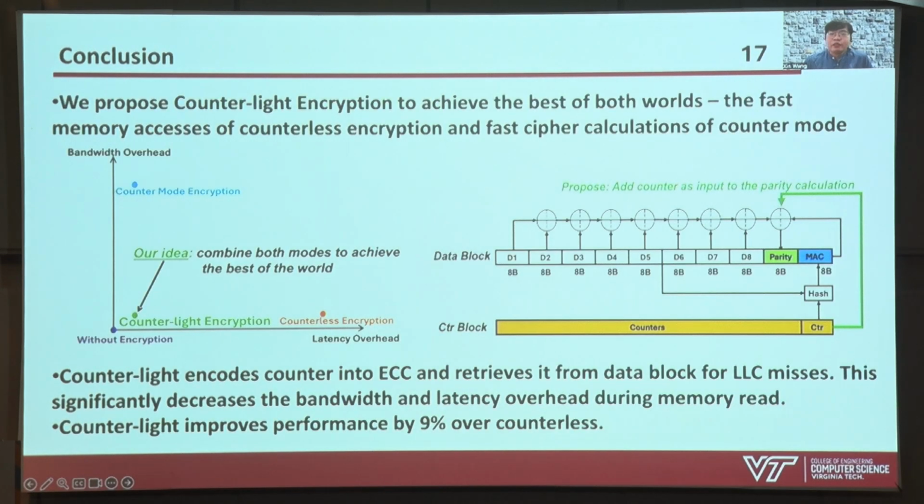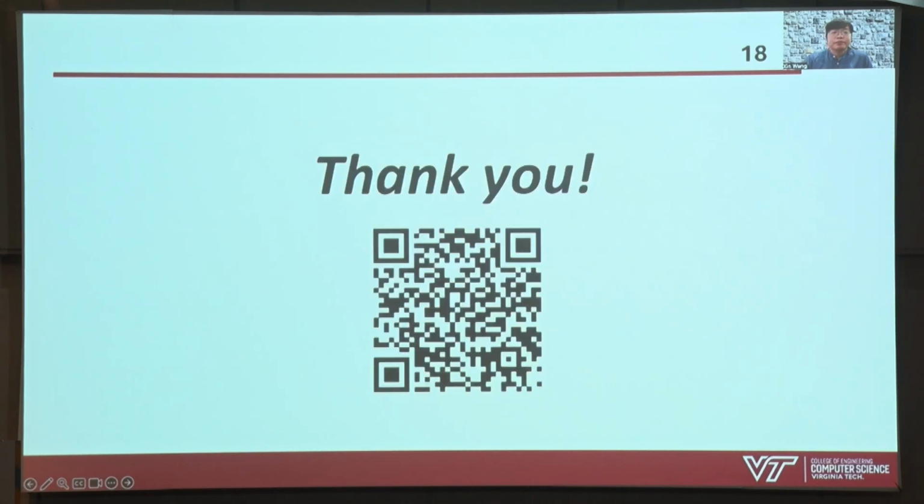As a summary of our work, we explore and address the performance overhead of Counterless. We propose Counterlet to combine Counterless and Countermod. Counterlet encodes the counter into ECC and retrieves it from the data block for last-level cache misses. This significantly reduces latency and bandwidth overhead during memory reads. Counterlet improves performance by 9% compared to Counterless.